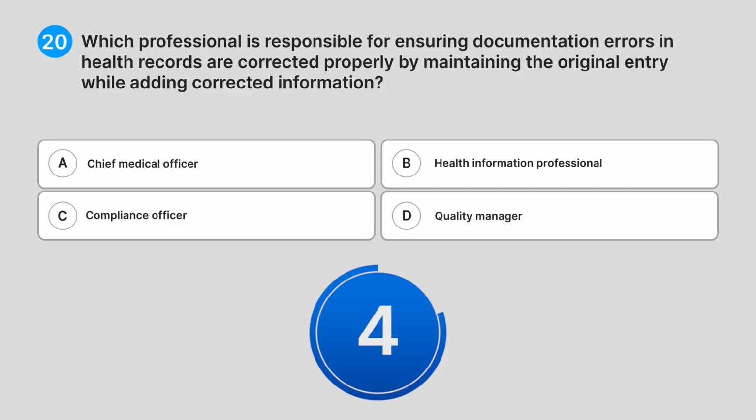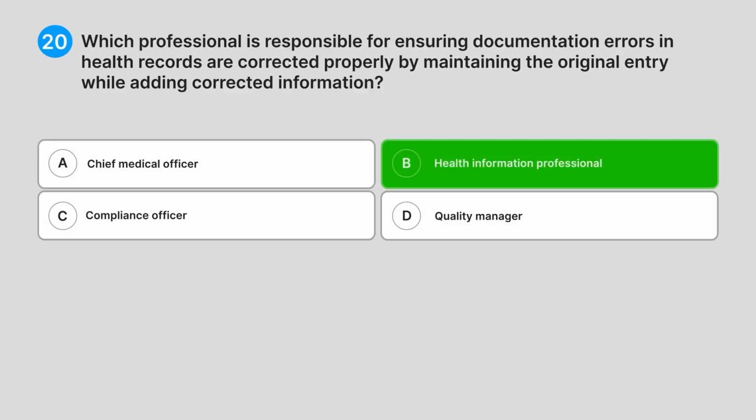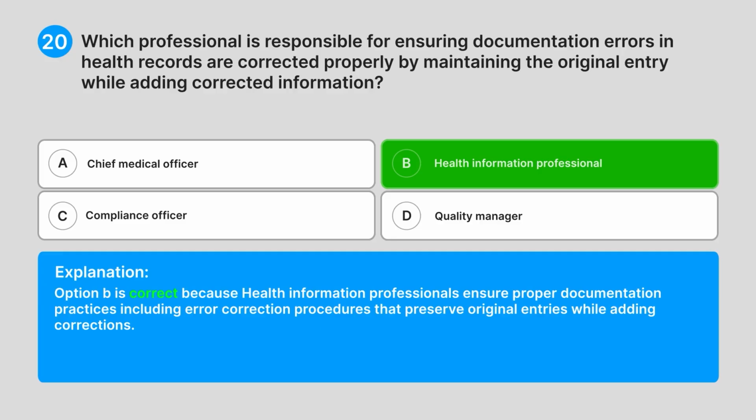Do you know the answer? Correct answer, B. Health information professional. Explanation. Option B is correct because health information professionals ensure proper documentation practices, including error correction procedures that preserve original entries while adding corrections.